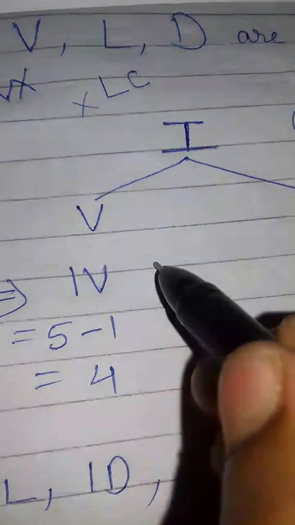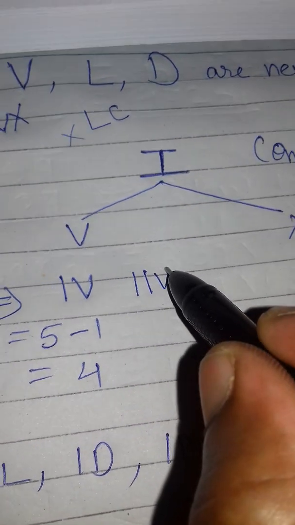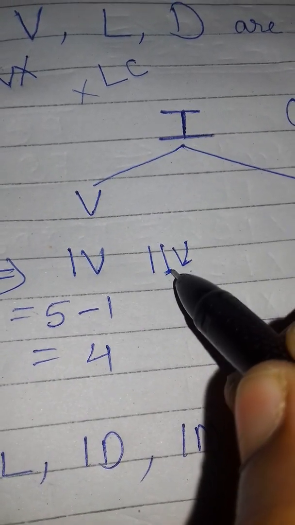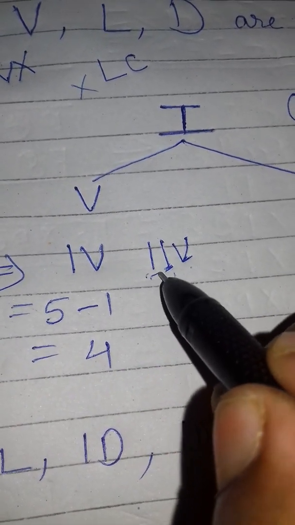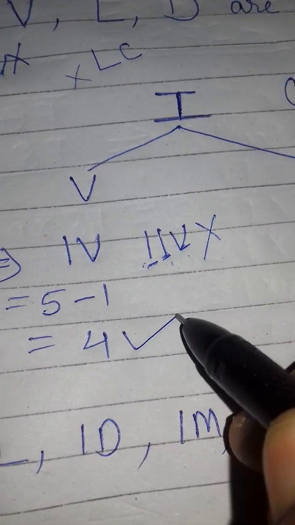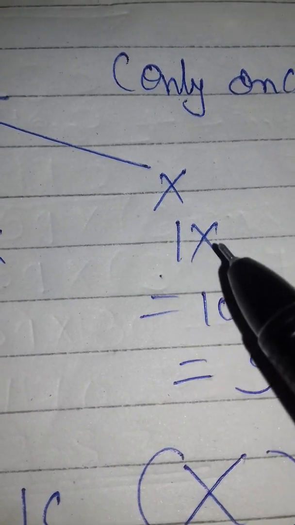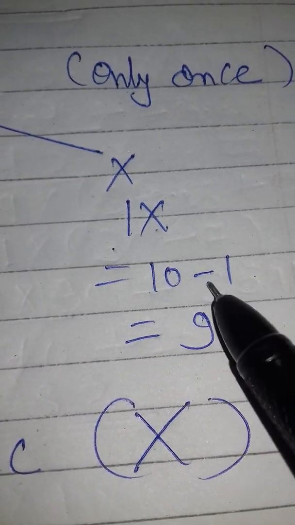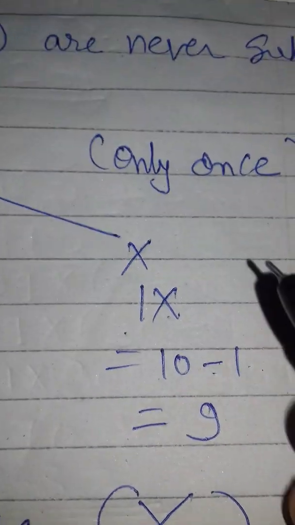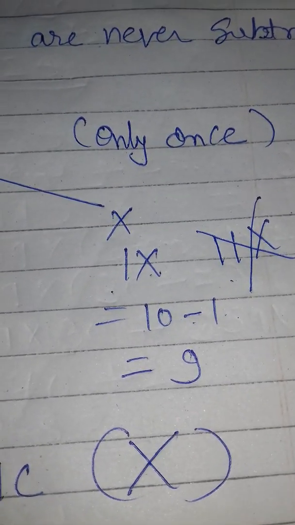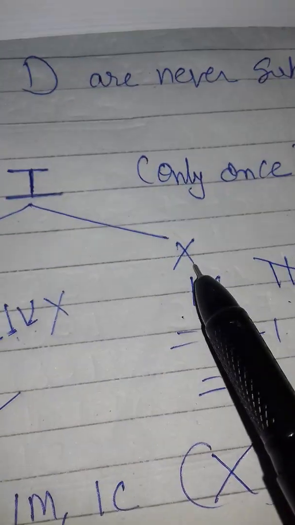But we cannot write IIV. Okay? Because from these symbols only once we can subtract I, not two times. So this is wrong and this is correct. Similarly, if I subtract I from X, it means 10 minus 1 is equal to 9. But if I write IIX, this subtraction is wrong. This is not correct. You can subtract the symbol I from V and X only once.